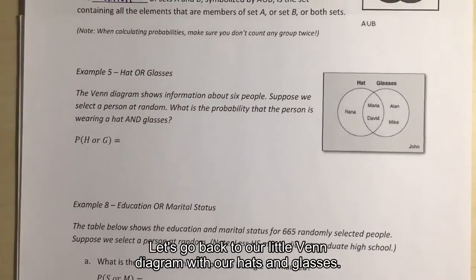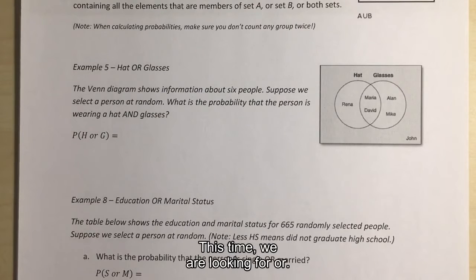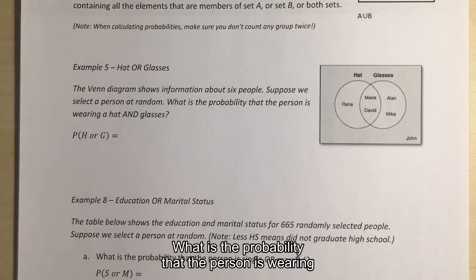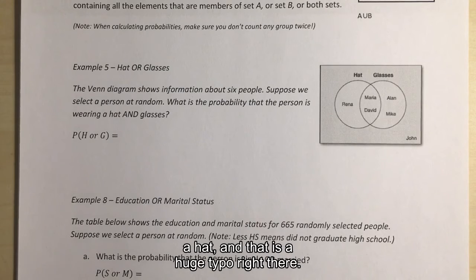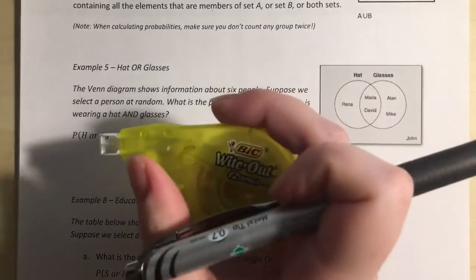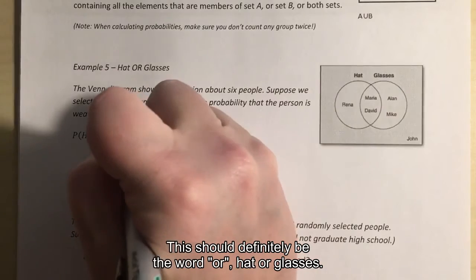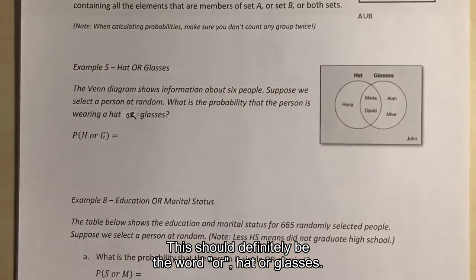All right. So let's go back to our little Venn diagram with our hats and glasses. This time we are looking for or. So what is the probability that the person is wearing a hat? And that is a huge typo right there. This should definitely be the word or. All right. Hat or glasses.